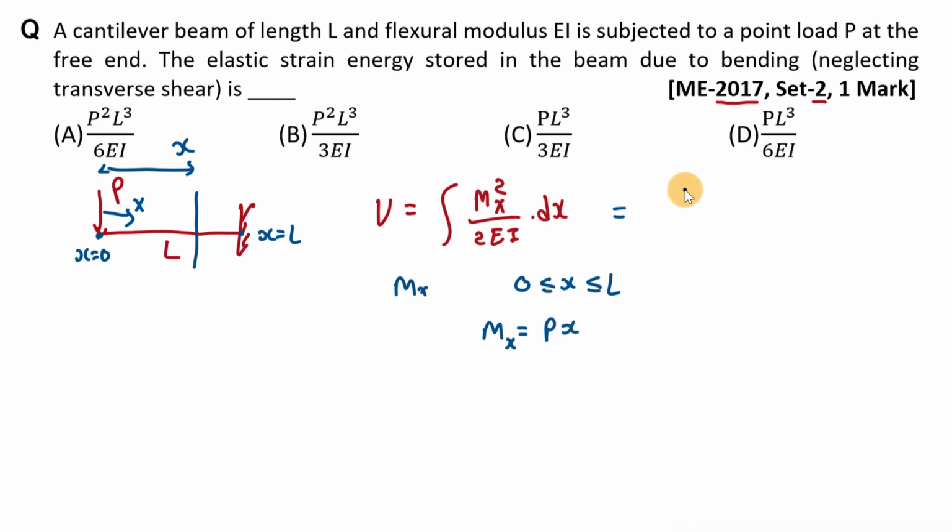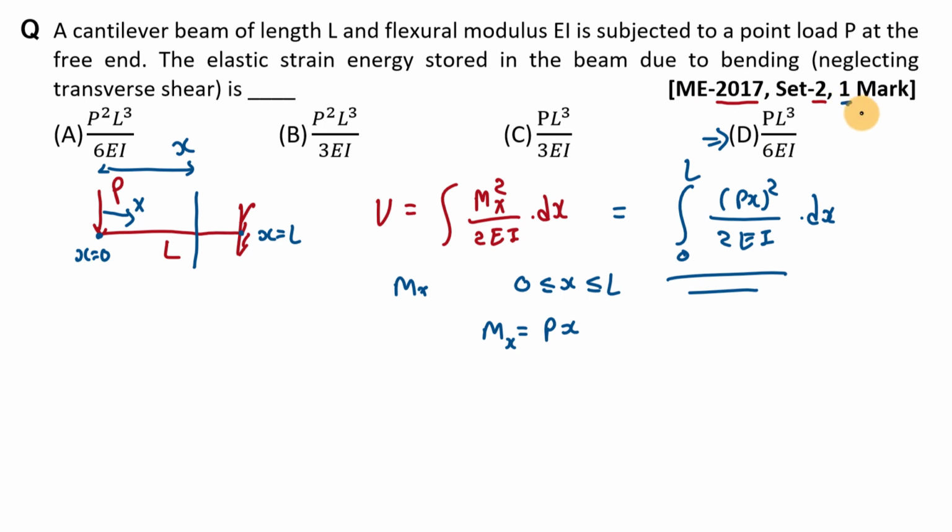So we will put this Px instead of Mx. So it will be integration of (Px) square divided by 2EI into dx, and this integration will be from 0 to L. Now see, this is a simple integration that you can perform, and if you perform it you will get the answer option D, PL cube by 6EI. Fine. So that is the answer to this question, and this simple question is for 2 marks.